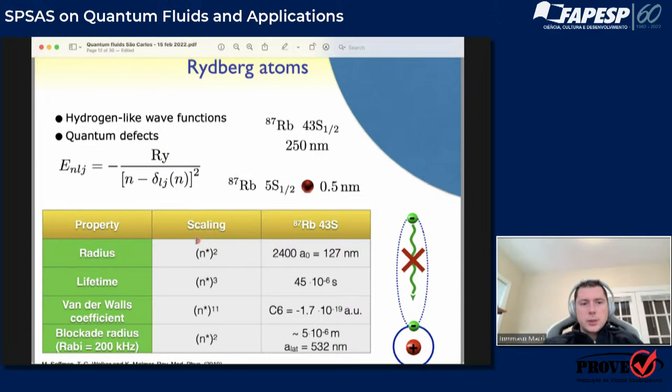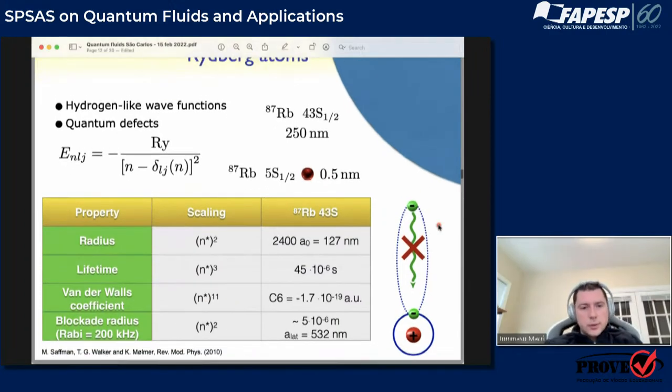What we see is that the radius, lifetime, and strength of the interaction all scale with this n star, by which I mean n minus delta. So it's not the n star that I introduced before for long-range interacting systems in the statistical sense. We see that the radius scales like n squared, like the hydrogen atom, and the lifetime goes like n cubed. So the larger the value of n, the longer this electronic state will survive, and so we would expect much smaller radiative decay from these highly excited states to the ground state. And the interaction strength, importantly, scales like n to the 11th power.